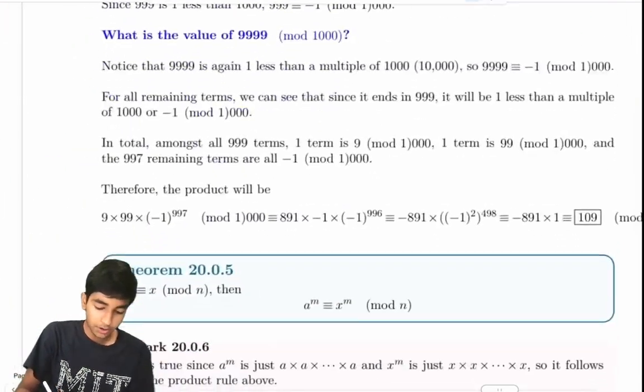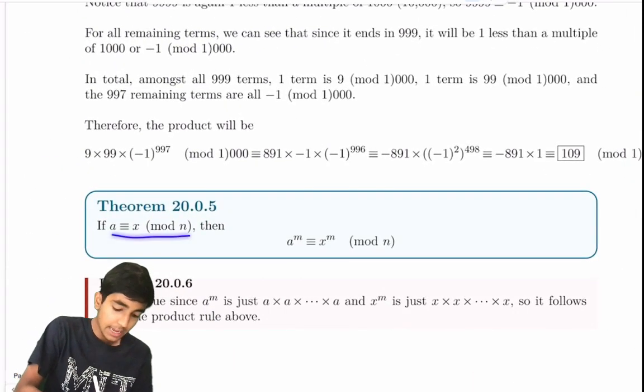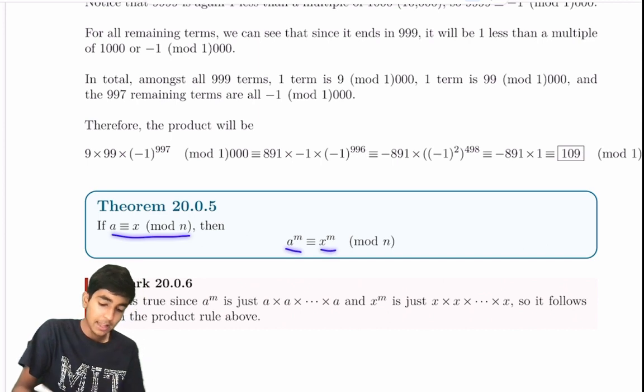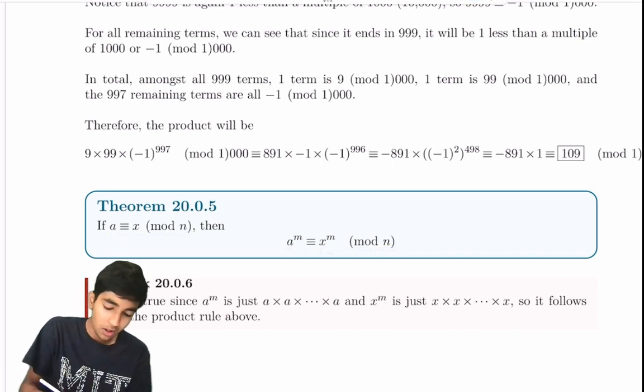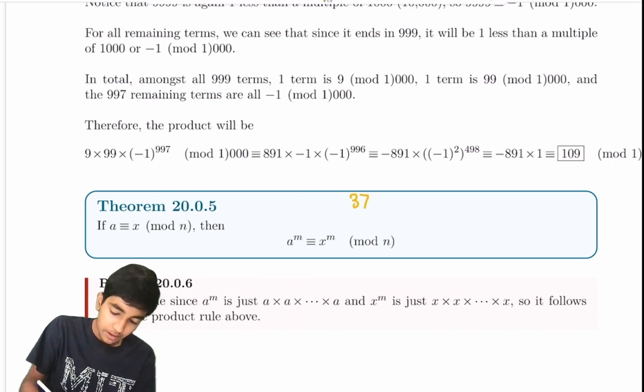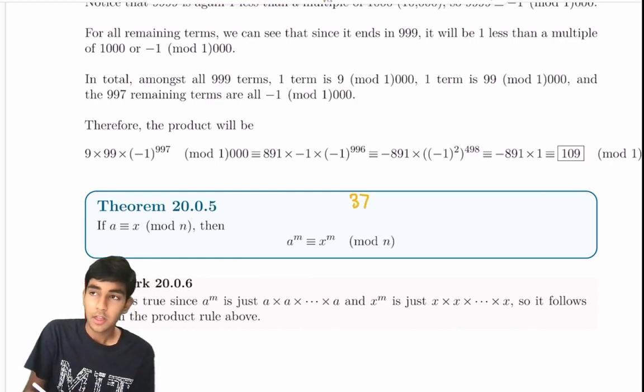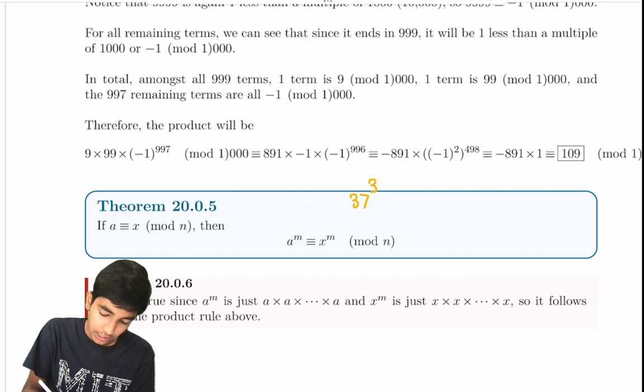Okay, now we're going to explore the exponent rule. If a is x mod n, then a to the m is x to the m mod n. Now that might seem a little strange, but let's say we have 37. We're trying to find the remainder when 37 to the power of 38 is divided by 3.